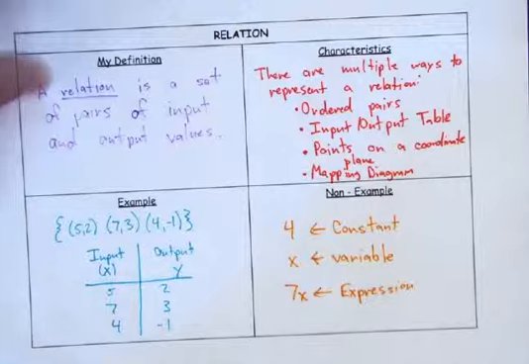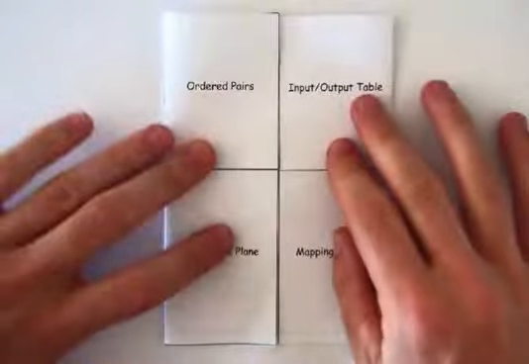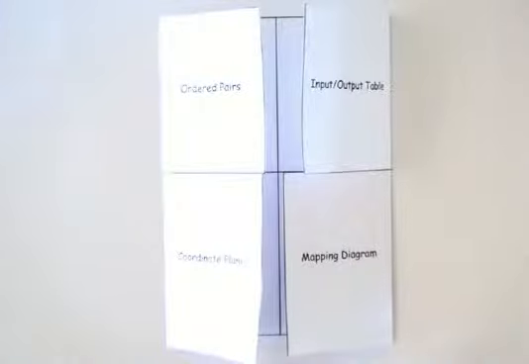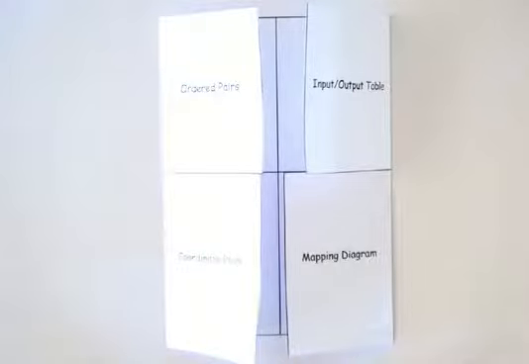There we go. Okay, so we know what a relation is. Let's investigate those ways to represent a relation. We've got ordered pairs, we've got coordinate plane, we've got input-output table, and we've got a mapping diagram. So I'm going to start with ordered pairs, and I'm going to use red for this one.